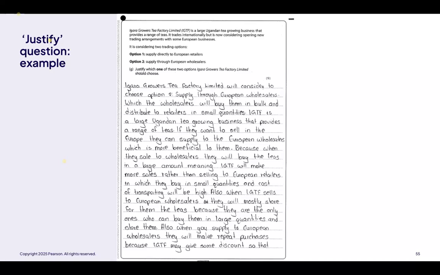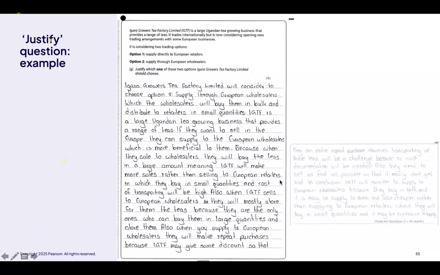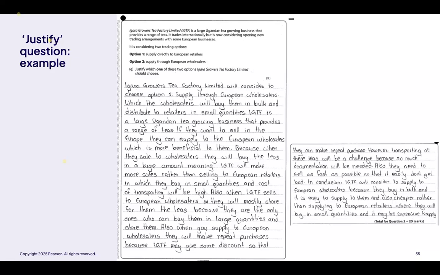This is the same question. I know it might be a little small on screen, apologies. Hopefully you can read that okay. I think the student's writing helps us out a little bit here, doesn't it?